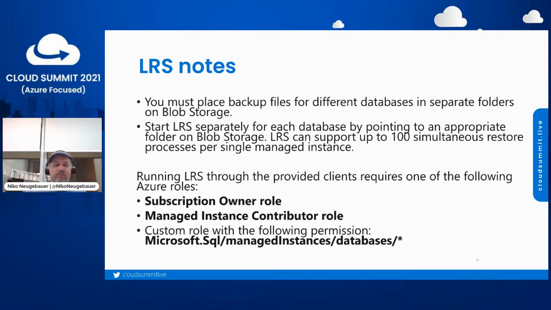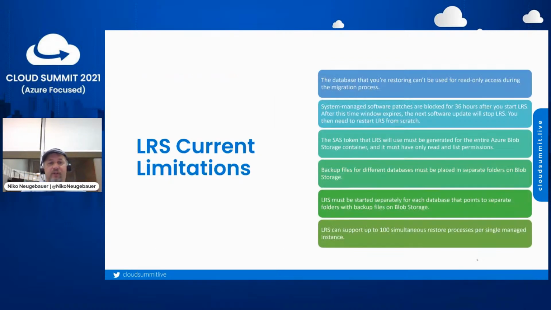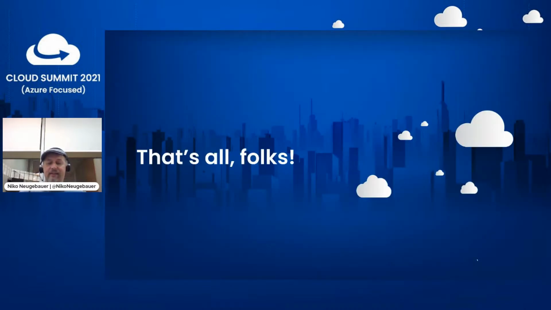So I already told you the stories, and there are some limitations. I mean, if you want 1,000 of them, probably you should have expected it will not take place. Even though as Azure SQL Managed Instance, I'm very happy somebody is migrating 1,000 databases. So 100 simultaneous restore processes at max. And here are the roles that you have to have in order to run the LRS. And here are the limitations once again.